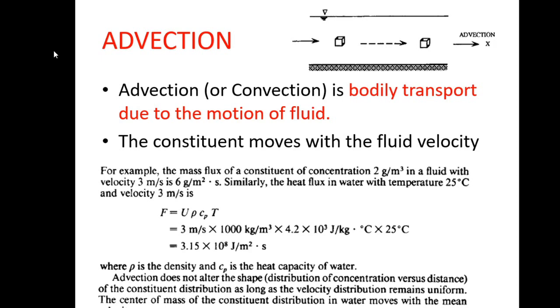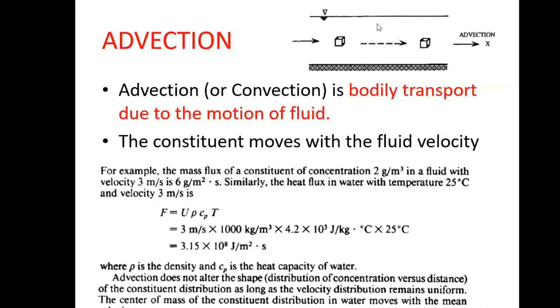For a constituent the name is advection. For heat we call it convection. So both are similar. Convection in heat energy was because of bodily movement of the media, and over here we call it advection. So keep in mind that the name is different and used in water quality analysis, we call it advection, but the concept is the same as convection. So velocity controls the transport of the constituent.